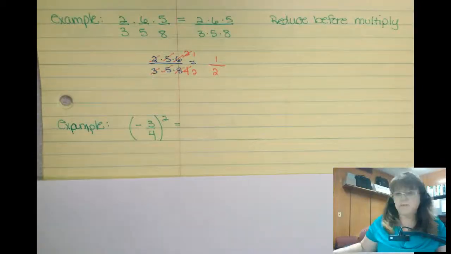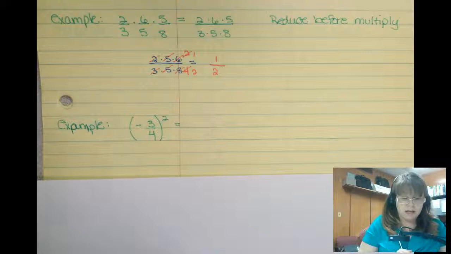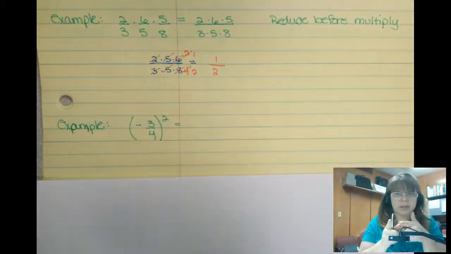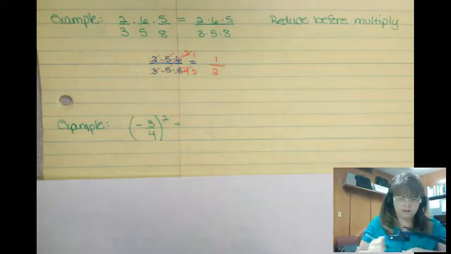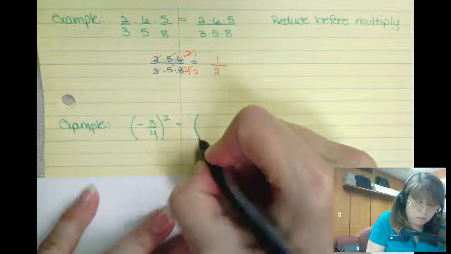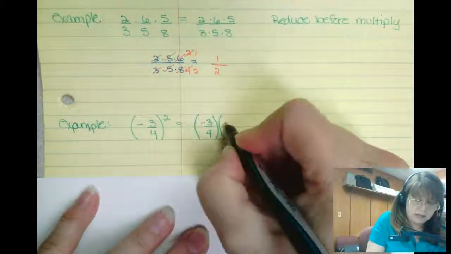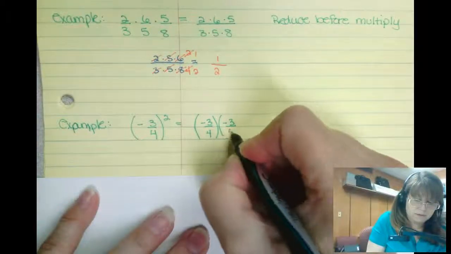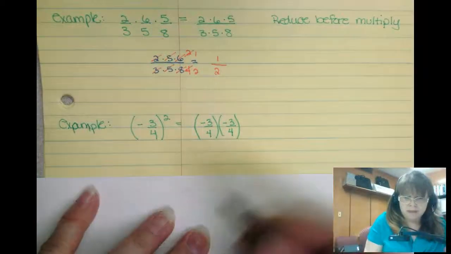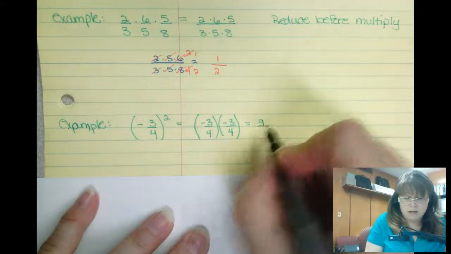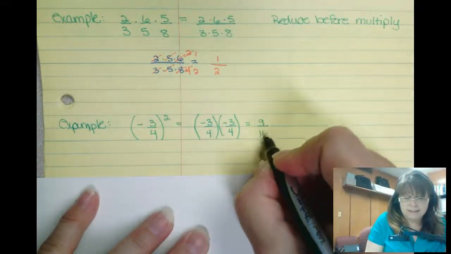Now let's rewrite this fraction, -3/4 squared. It is the whole entire fraction including the negative sign that is being squared. So we can rewrite the problem as -3/4 times -3/4. Multiply the top, which is -3 times -3, and 4 times 4 is 16.